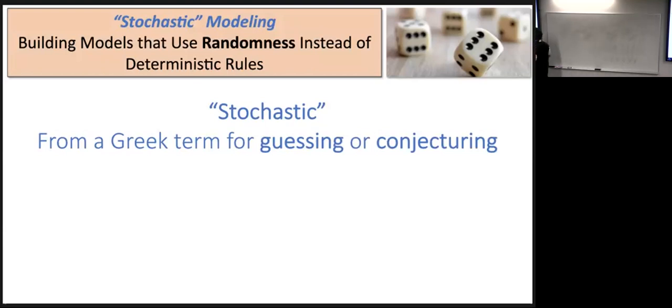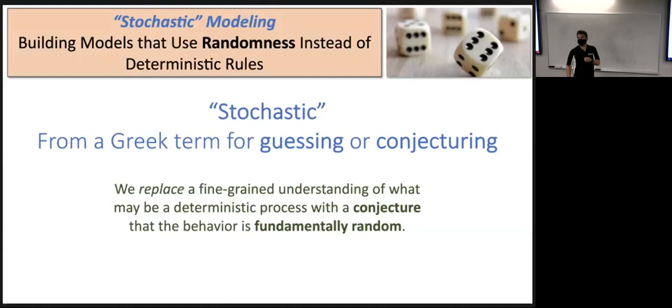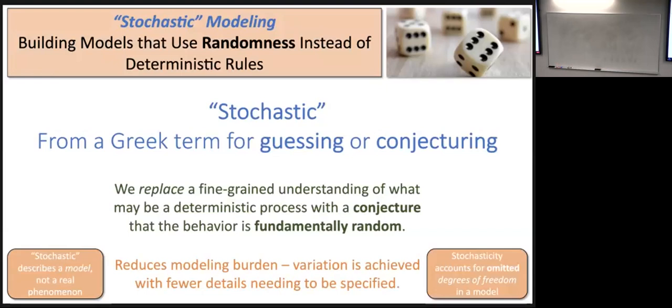That's where stochastic comes from: using the conjecture that the system is random without caring about whether the system actually is random. So we replace a fine-grained understanding of details with a conjecture that the behavior is just fundamentally random. It's quantum mechanical or whatever you like. By doing so, this reduces our modeling burden. We don't have to deal with all of those details. We just have to get roughly the distributions right.